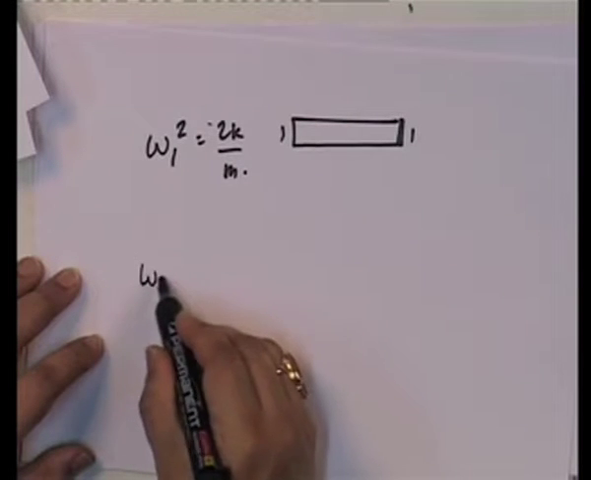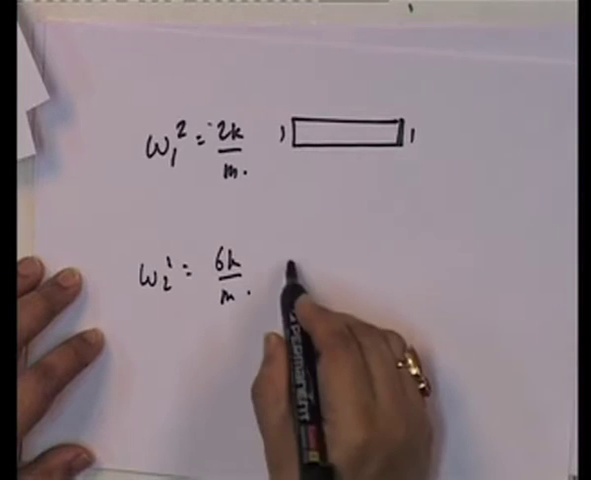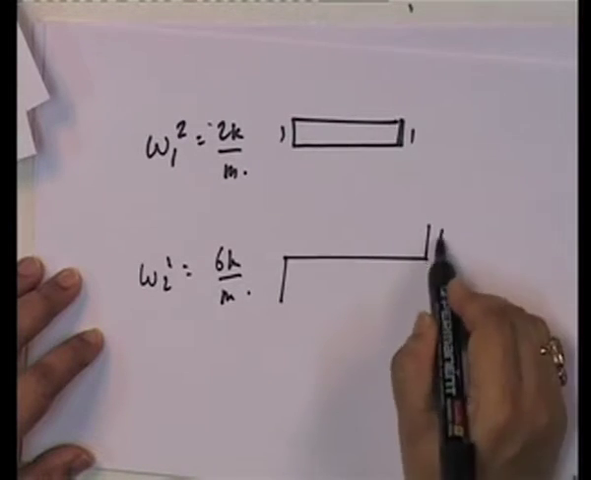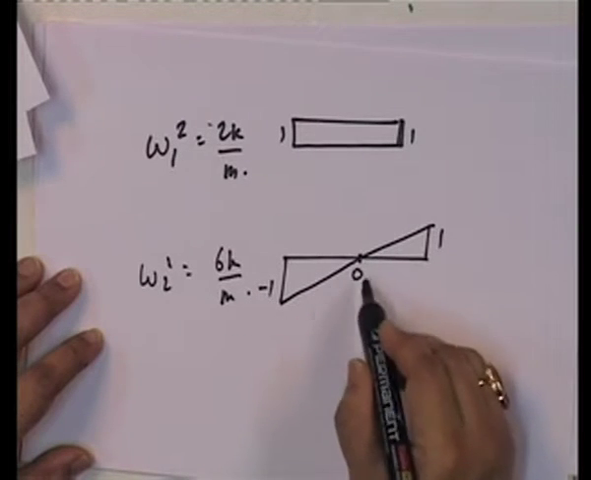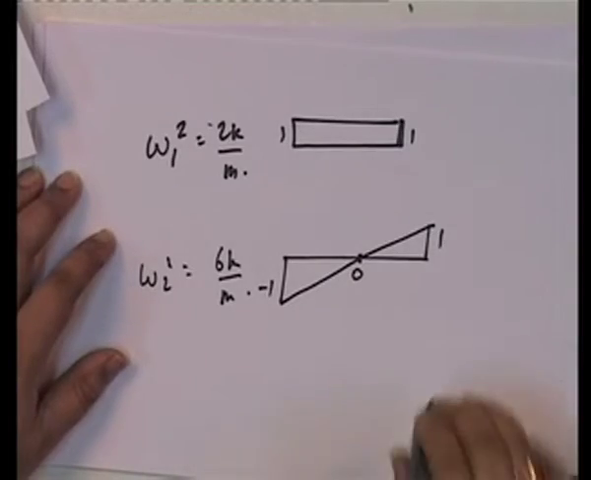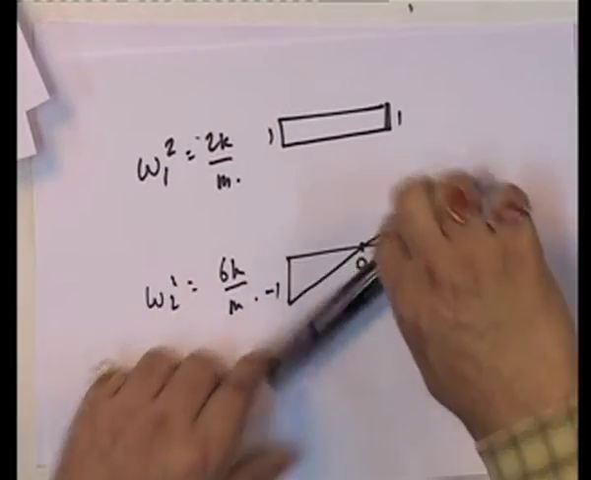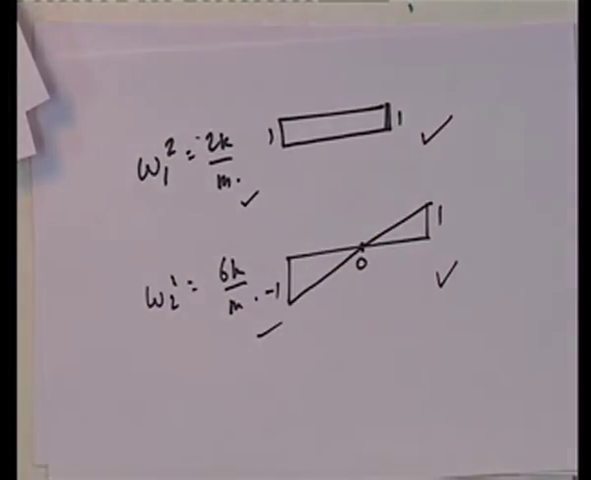What does omega 2 squared say? Omega 2 squared is 6k upon m. If I do it, plus 1 minus 1. Draw it, what do you get? 0 at the center. It's exactly the same as what we got earlier. And that, my friends, is what it is.